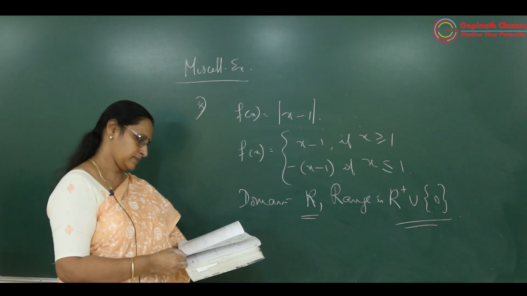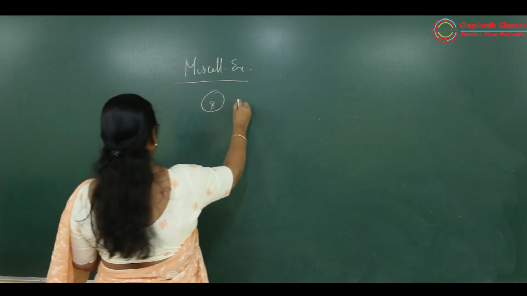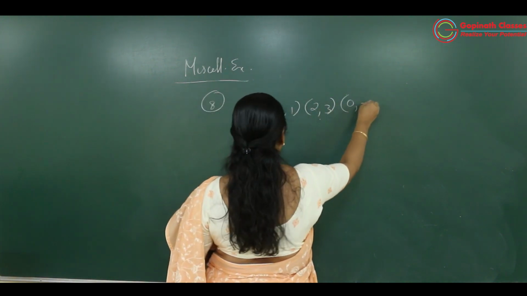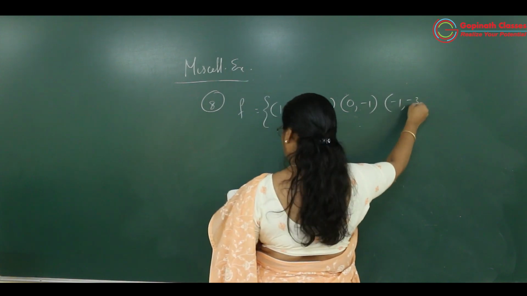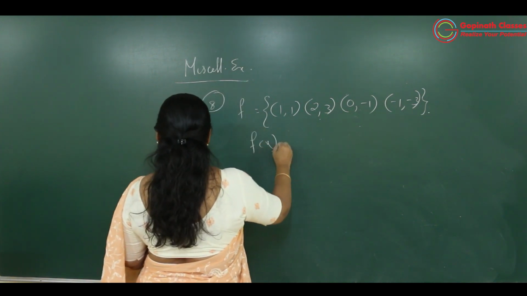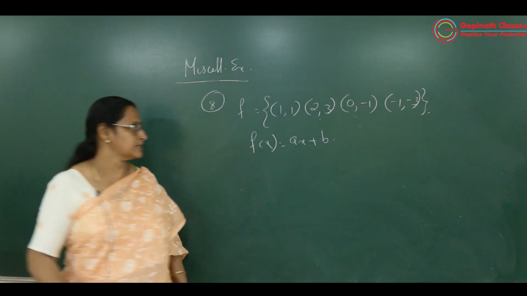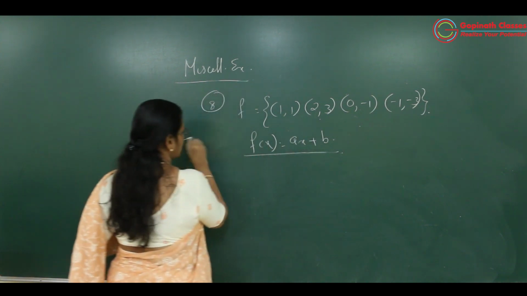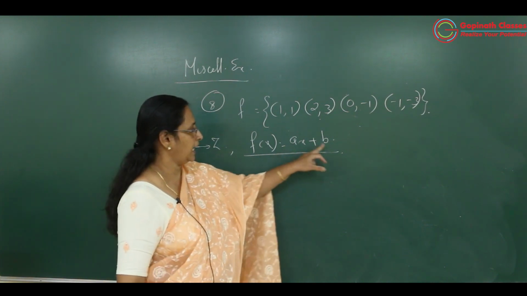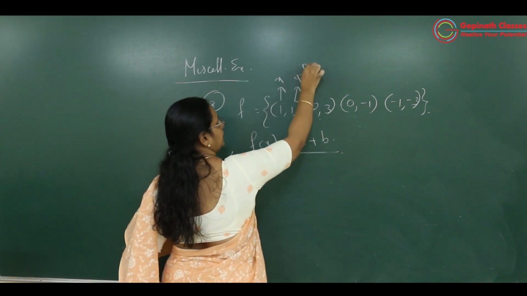Eighth question: the function is the set (1, 1), (2, 3), (0, minus 1) and (minus 1, minus 3), a function from Z to Z, and f(x) is equal to ax plus b. Z, you must be knowing, is the integers. We have to find out this a and b. Please understand, this is x and this is y, and y is nothing but f(x).